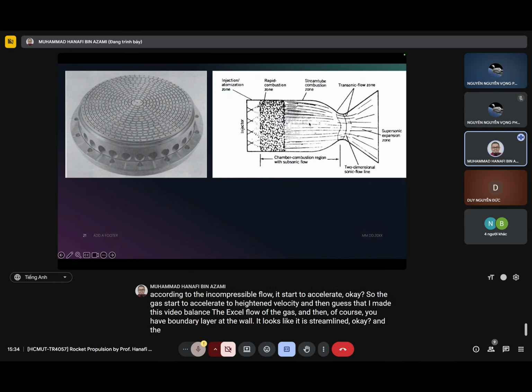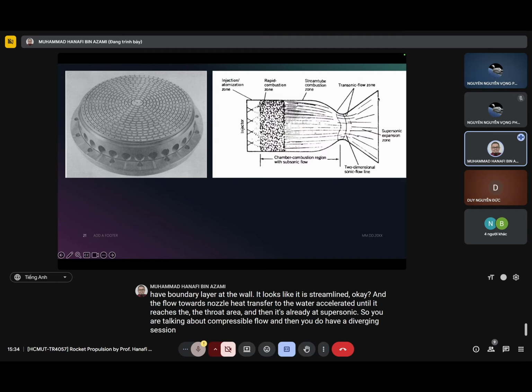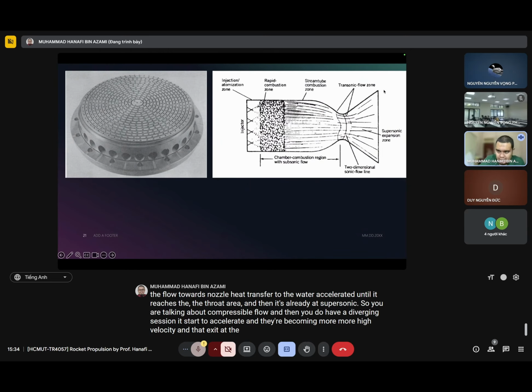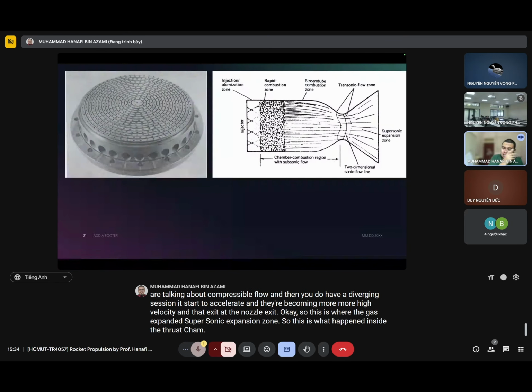The flow toward the nozzle, with heat transfer to the wall, accelerates until it reaches the throat area, and then it's already supersonic. So you are talking about compressible flow, and then you have a diverging section. It starts to accelerate and becomes higher velocity, and then exits at the nozzle exit. This is where the gas expands, the supersonic expansion zone. So this is what happens inside the thrust chamber.